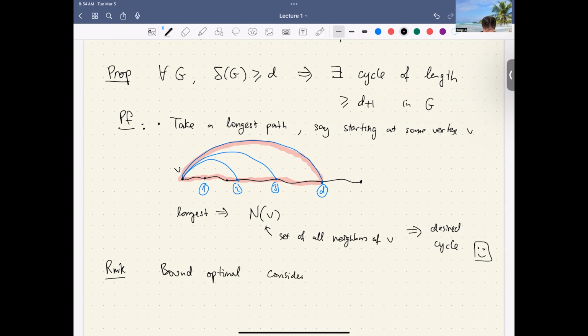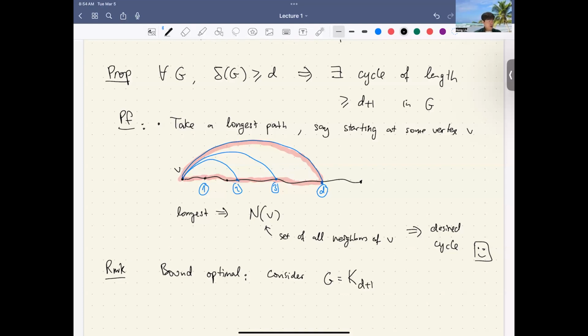You can consider G to be the complete graph on D plus 1 vertices. Every vertex has degree D in this graph. And the longest cycle is no more than the total number of vertices in this complete graph, which is D plus 1. So we cannot hope to do better. In the later part of the course, we will see that even though this is optimal, we can still generalize in other directions. But that's a later story.